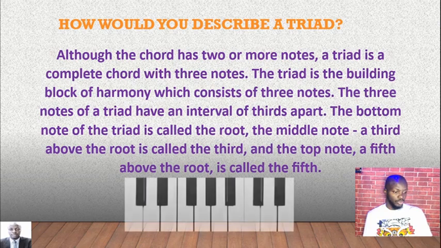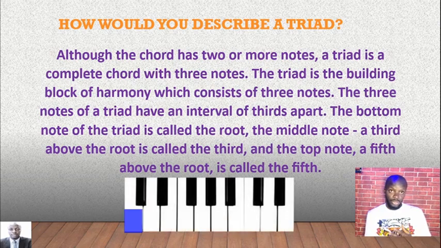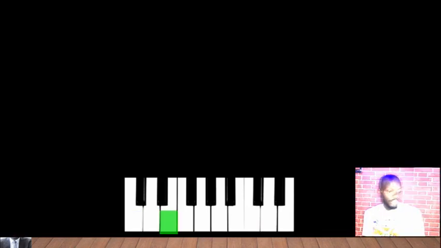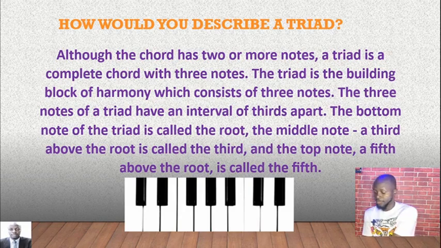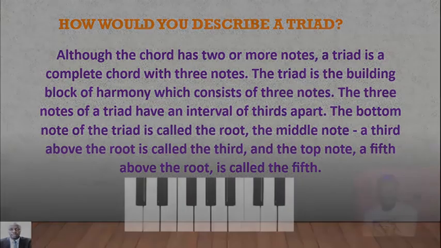The bottom note of the triad is called the root. Like I said, the middle note, a third above the root, is called the third, right? And the top note is the fifth. That's the fifth above the root, right?